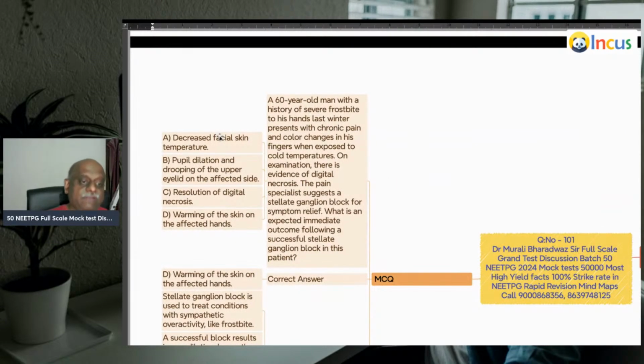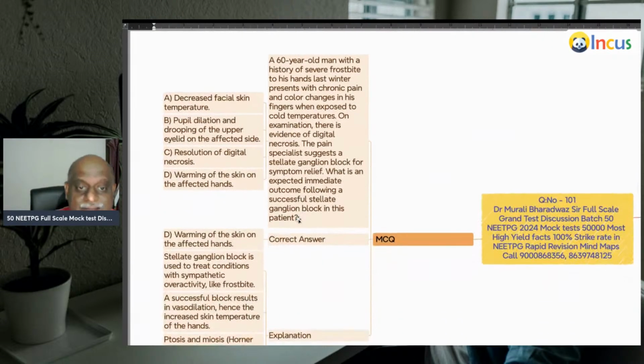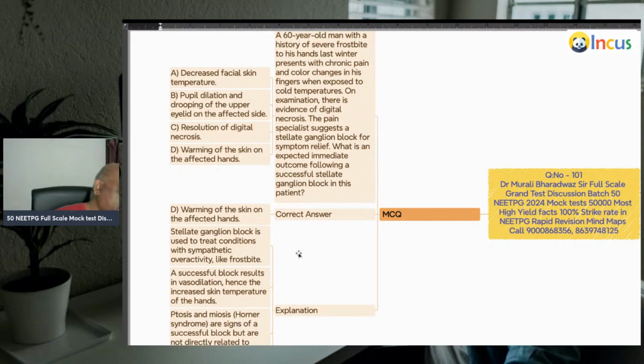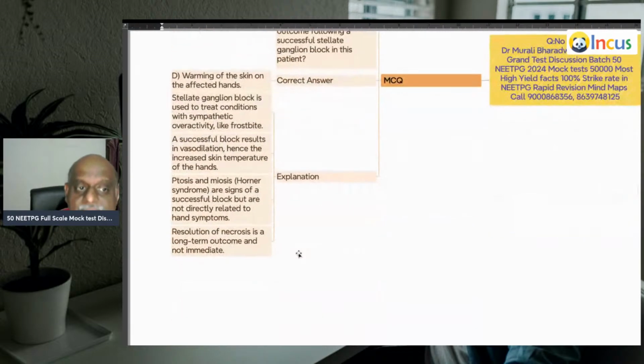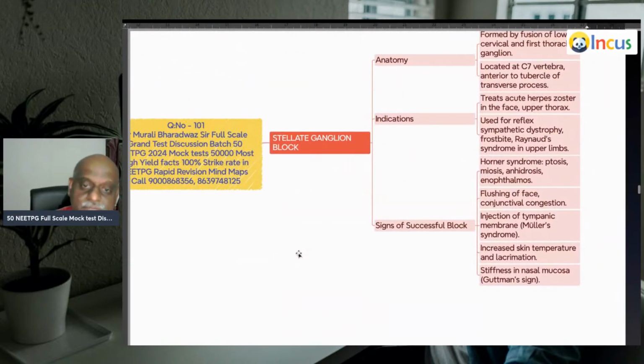A 60-year-old man with severe frostbite. You are doing a stellate ganglion block. How do you know it is successful? Stellate ganglion is a sympathetic ganglion. So warming of the skin on the affected hands is a very important indicator, is what you should know.